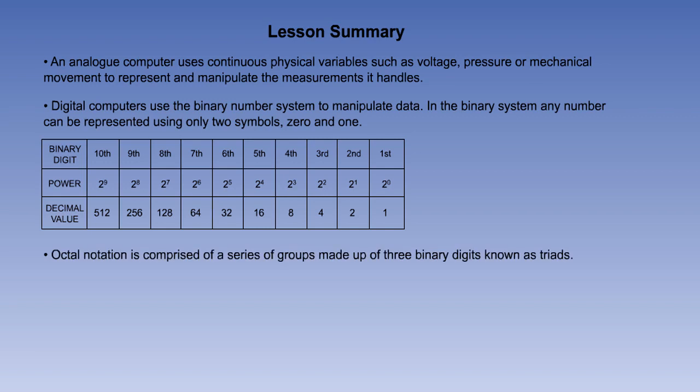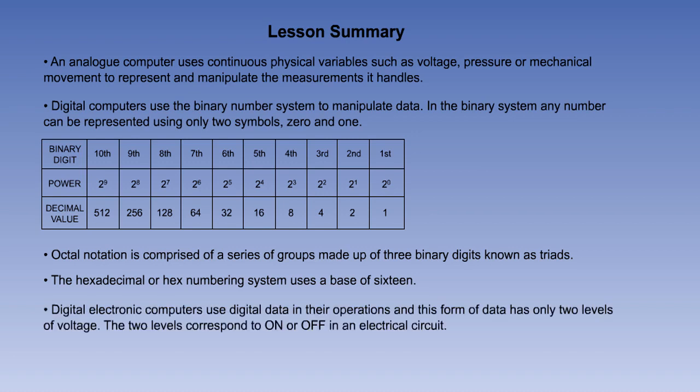Octal notation is comprised of a series of groups of 3 binary digits, known as triads. Since the largest decimal number that can be represented by 3 binary digits is 7, this is a base 8 system. The hexadecimal or hex numbering system uses a base of 16. It uses the numbers 0 to 9 along with the letters A to F to make up the 16 required symbols.